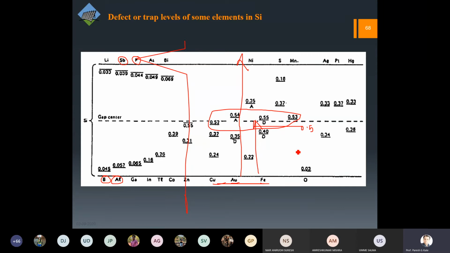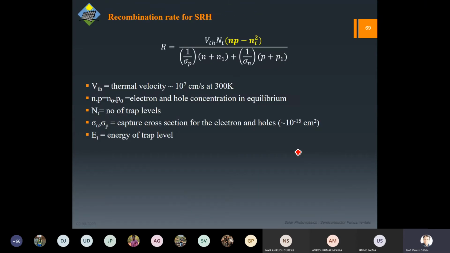Anyway, these defect or trap levels are what we have to avoid. And don't write this formula. I'm going to give you the slides so you can note it down.